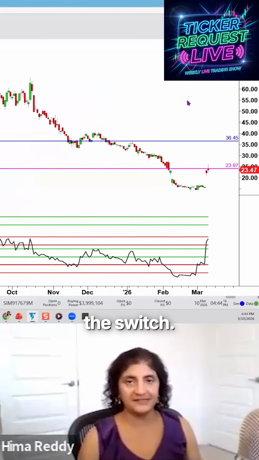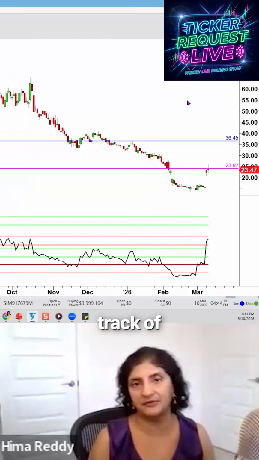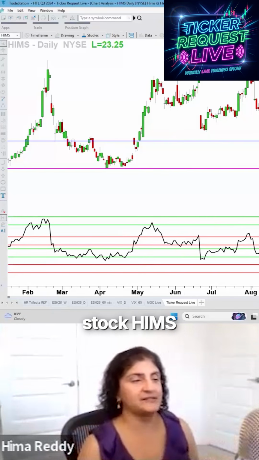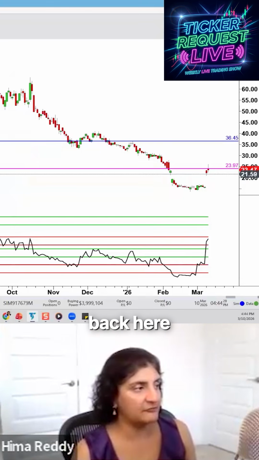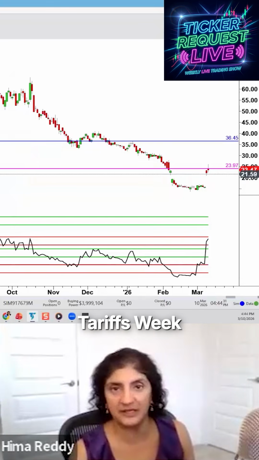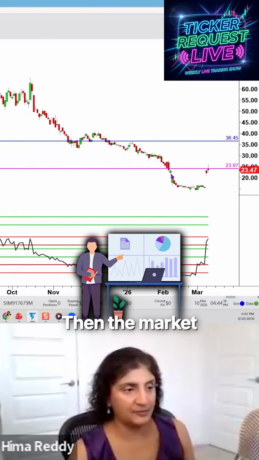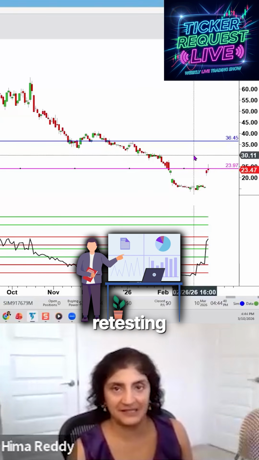Flipping the switch. This is something that happens a lot with support and resistance, so keep track of the levels you're marking on whatever securities you trade. For example, on this stock, HIMS, there had been support at 23.97 all the way back here from the announcement of tariffs week in April 2025. And I had labeled that as support. Then the market broke below it and is now coming back. And look at how it's retesting the level.